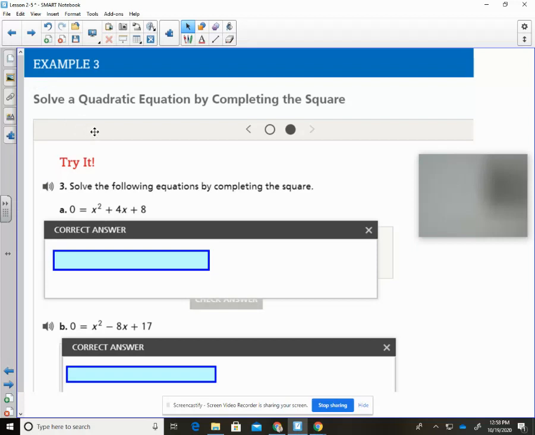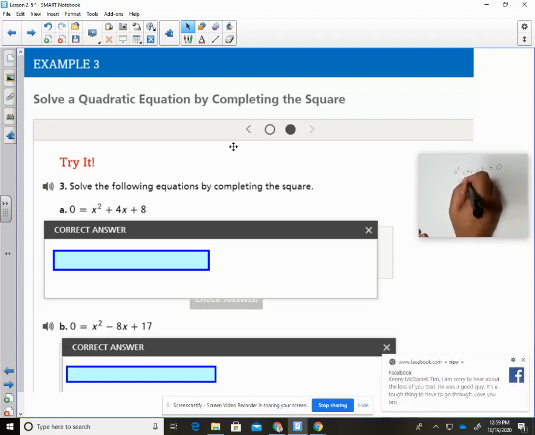All right, number 3. Solve a quadratic equation by completing the square. So we're still doing the same thing. We've got x squared plus 4x plus 8 equals 0. So we're going to take the x squared plus 4x plus something, take the 8 over, and make it negative 8.